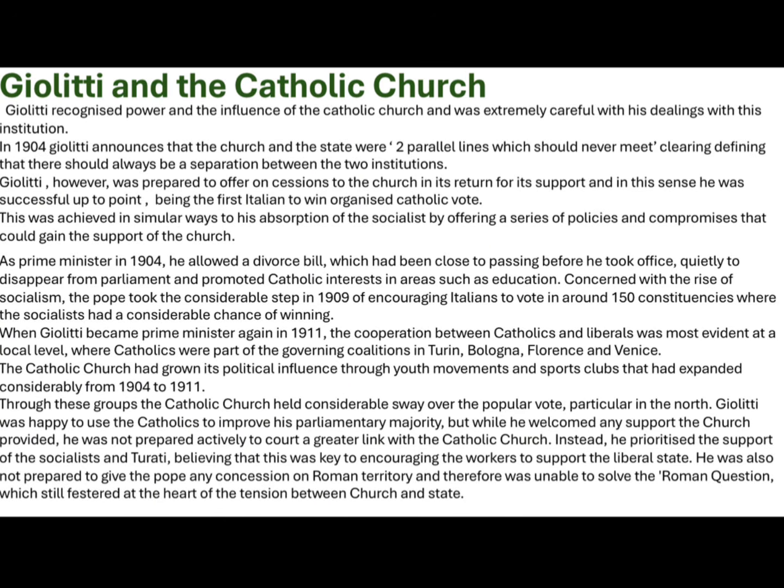The Catholic Church had grown its political influence through youth movements and sports clubs that had expanded considerably from 1904 to 1911. Though these groups gave the Catholic Church considerable sway over the majority of the vote, particularly in the north, Giolitti was happy to use the Catholics to improve his parliamentary majority, but while he welcomed any support the Church provided, he was not prepared actively to court a greater link with the Catholic Church.